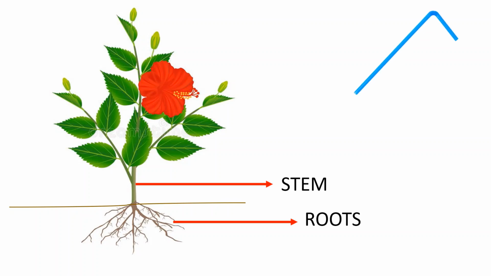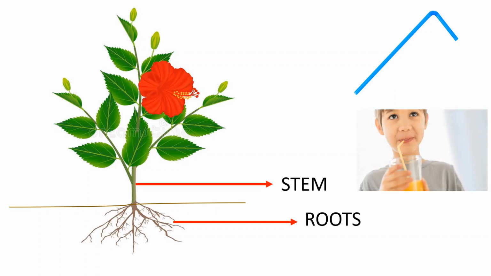Now, what is this, children? Yes, it's a straw and it is used for sucking water or juice from a glass or bottle. Now, why did I show this picture, children? Because the stem acts like a straw. It sucks water and all the good things from the roots and sends them to all parts of the plant.